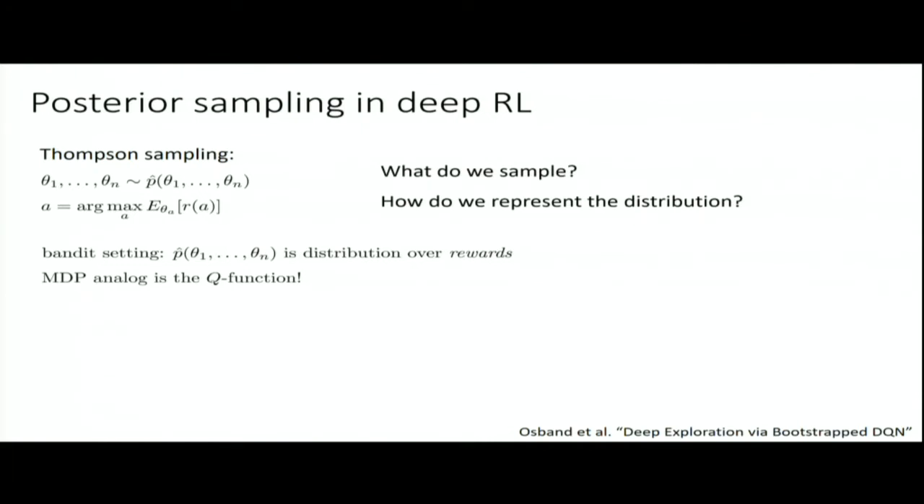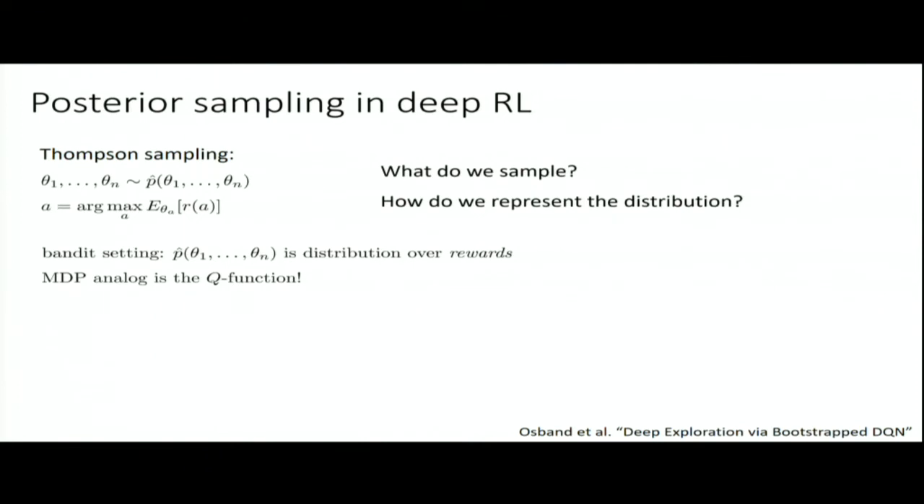Well, in an MDP, the analog here is not actually the reward function, it's actually the Q function. Because in a bandit, once you know the reward, acting optimally is easy. You maximize over the actions with respect to the reward. So in an MDP, you don't maximize over the reward, you maximize the Q function. That's how you choose the action. So the analog to this thing in an MDP setting, a very reasonable analog at least, is actually the Q function. It's the thing that once you have it, you can just act greedily.